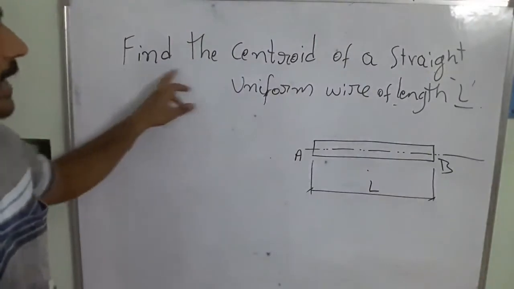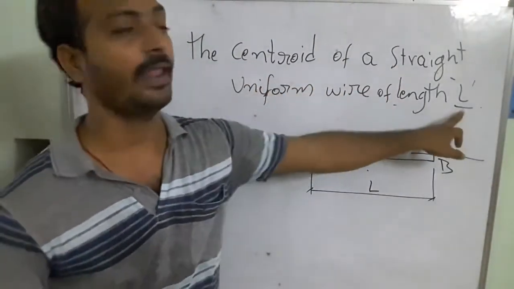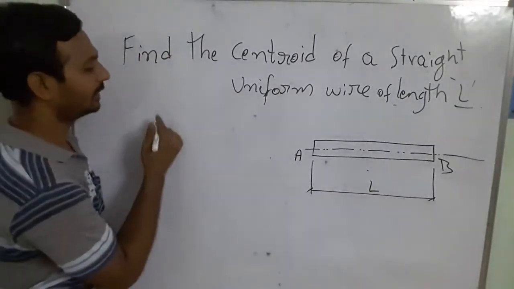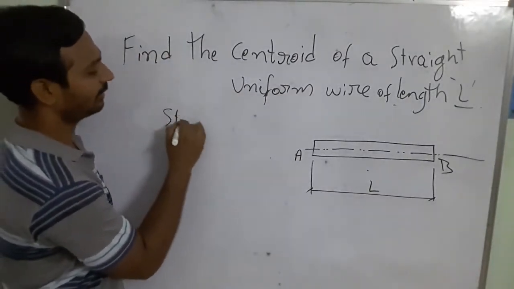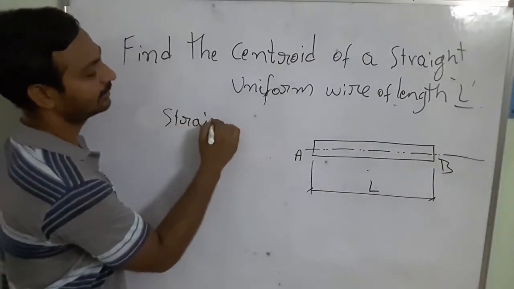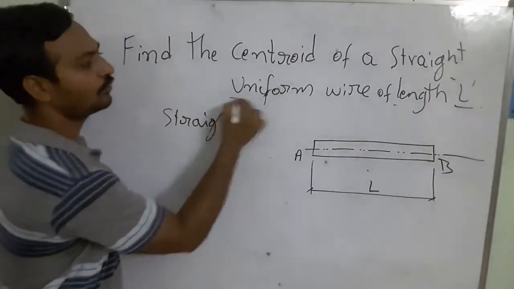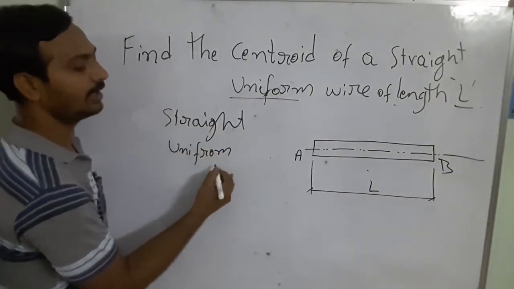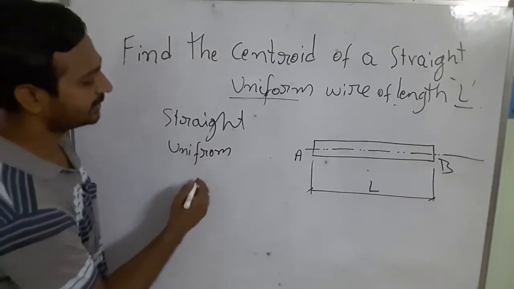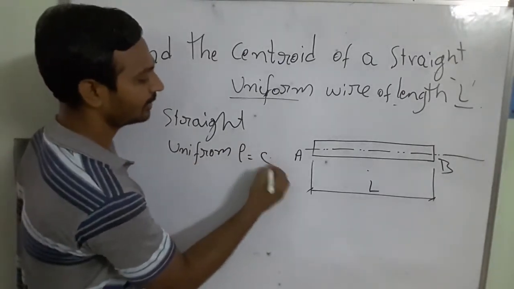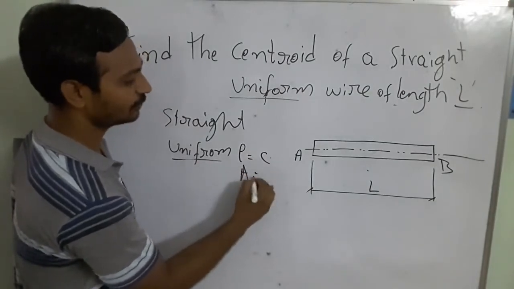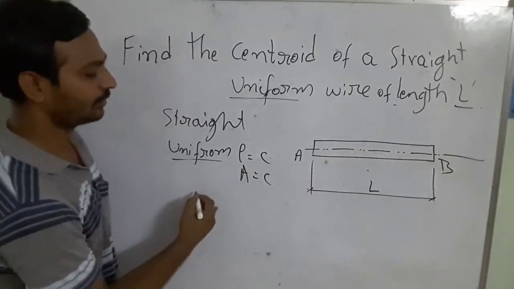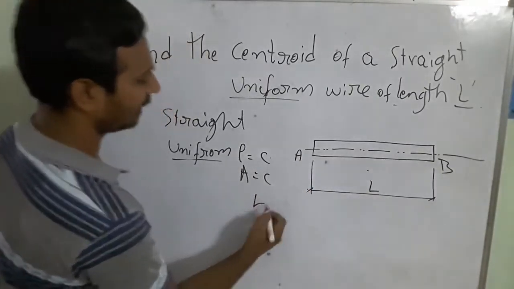Here the problem is: find the centroid of a straight uniform wire of given length. In this case the shape is a straight line. Next, uniform means we have a uniform cross section, and it is homogeneous. Homogeneous means rho is constant, and uniform cross section means the area is constant. The total length we have taken is L.